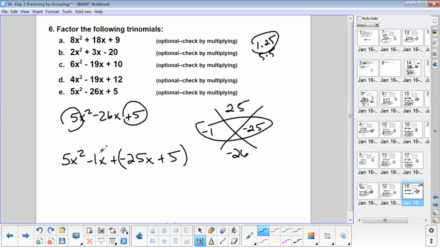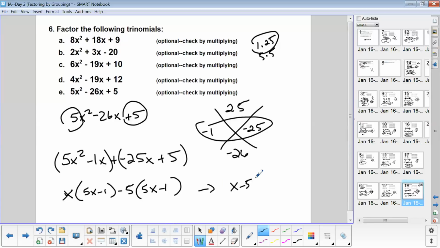Now you're back to grouping. What does 5 and 1 have in common? Just a 1, so x would be the only thing they have in common. So that'd be 5x minus 1. And this is negative, so negative 25 and 5, negative 5 is the GCF. So this would be 5x minus 1, because 5 divided by negative 5 is negative 1. So you're left with x minus 5 times 5x minus 1.